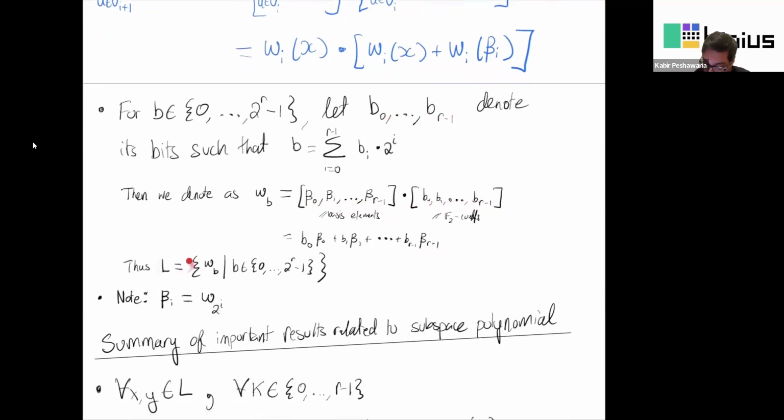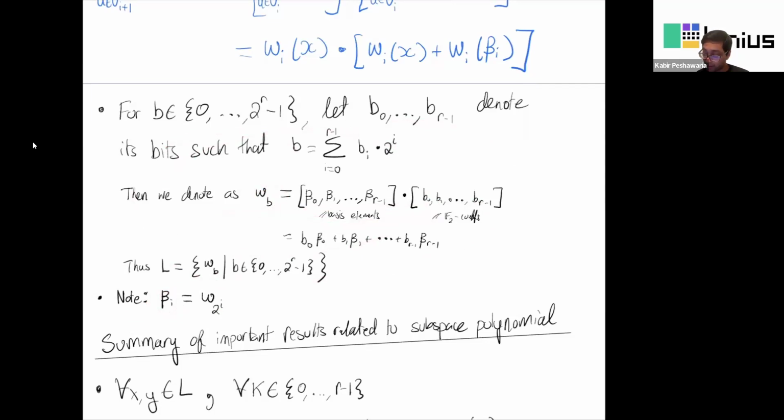Thus, L is equal to, as sets, this set right here, omega_b for every b in 0 to 2 to the r minus 1. This means that there's a one-to-one, very natural correspondence between our binary field L and r-length bit strings. Another quick note, if you look at this definition of omega_b here, you'll see that omega_(2^i) is nothing other than just beta_i.